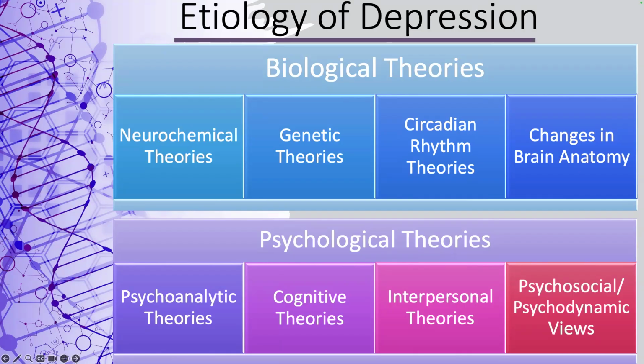Starts with a D. Dopamine. Genetic. There is a genetic connection with depression. Circadian rhythm theories. This is kind of related to the seasonal depression. So if you have sleep disturbances, people who work rotating shifts, that can put you at an increased risk of depression. And there are some changes in brain anatomy, damages to areas of the brain.